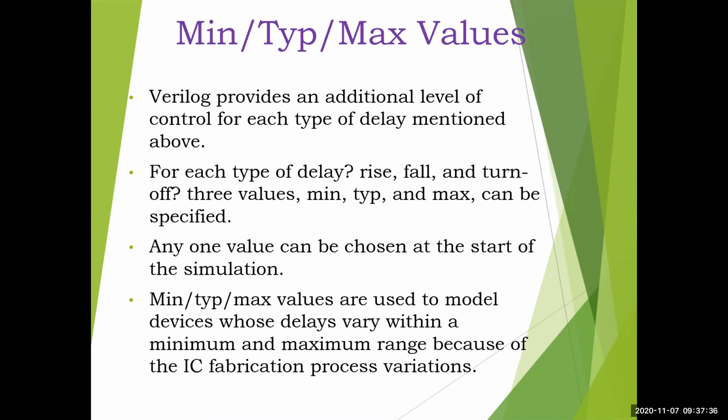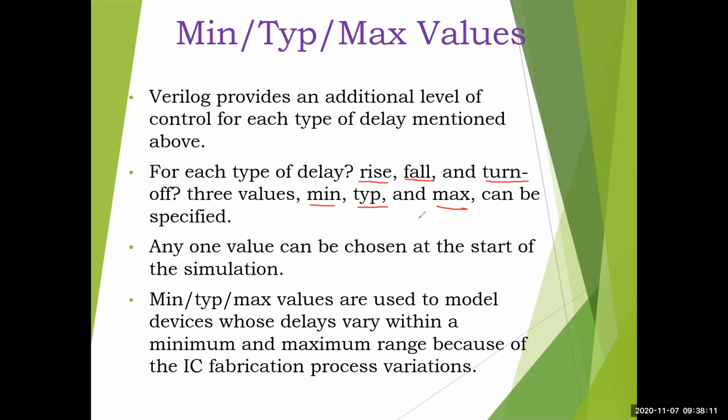Verilog provides an additional level of control for each type of delay mentioned above. For each type of delay, rise, fall, and turn off, there are three values: minimum, typical, and maximum can be specified. That means if you have a rise delay, you can specify the minimum value, maximum value, and the typical value. Typical value will normally be the average of these two. Similarly, for fall also you can mention minimum, typical, and max. Similarly, for turn off delay.